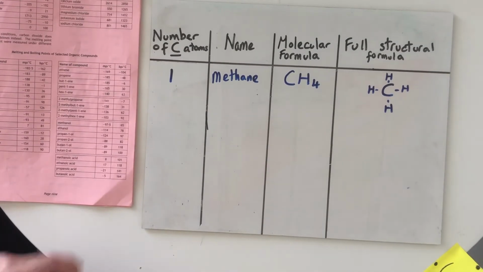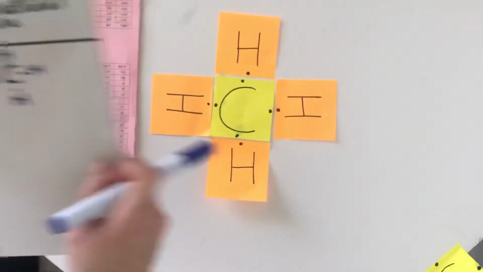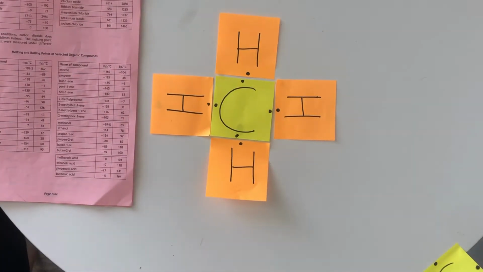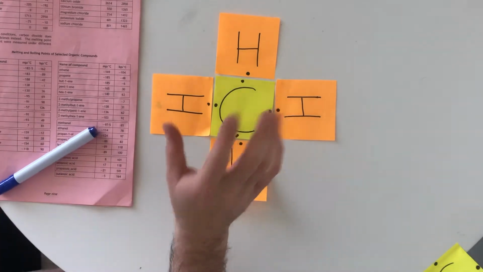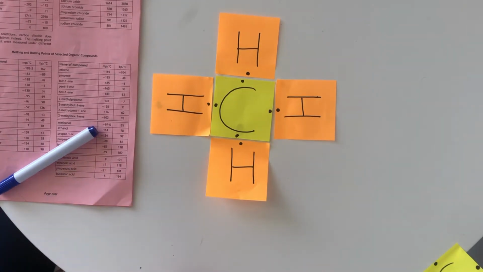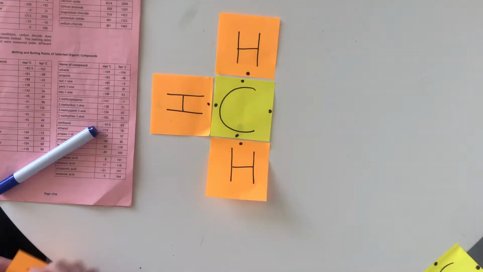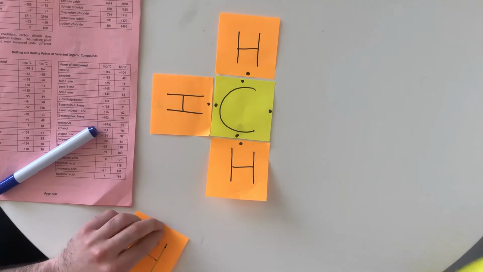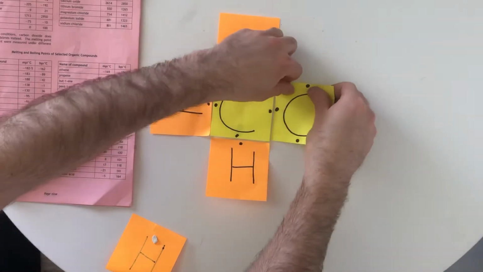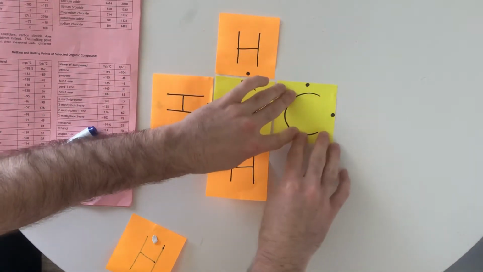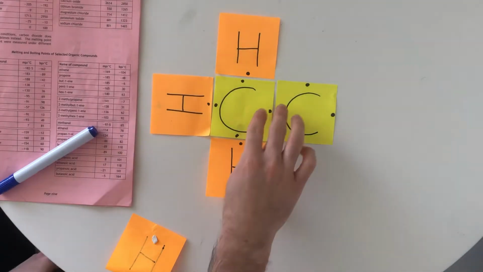Now let's start building on that. Let's add another carbon atom. So remember, this is stable, so to add another carbon atom, we first need to take a hydrogen off to give us some space in there. So let's add another carbon atom. Just line it up with the carbon atom from before. So now they're bonded together.